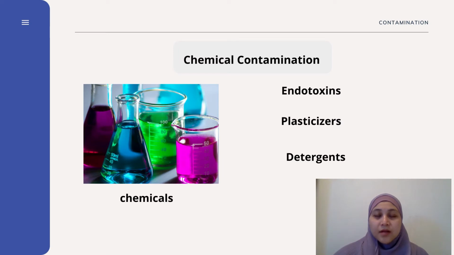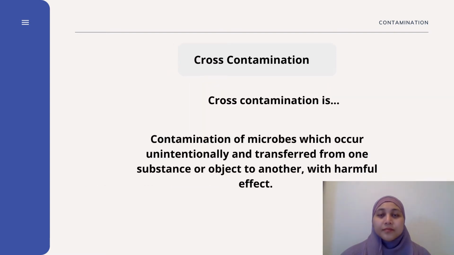Let's go through the chemical contamination first. In cell culture, chemical contamination can be from endotoxins, plasticizers, and detergents. These contaminations can affect the growth of the culture cell.